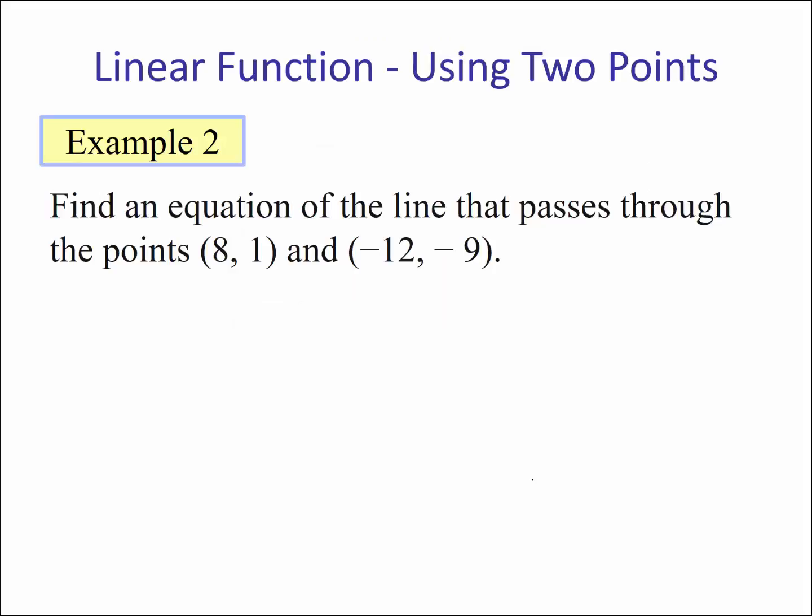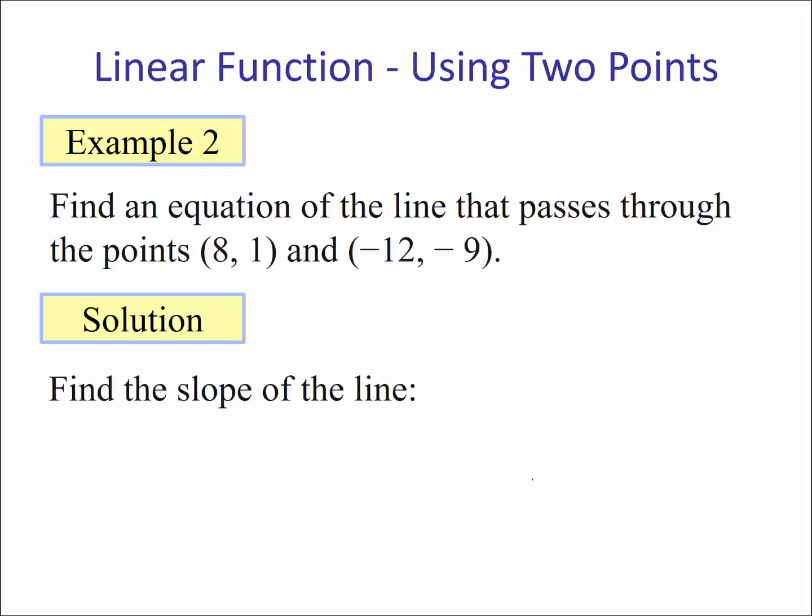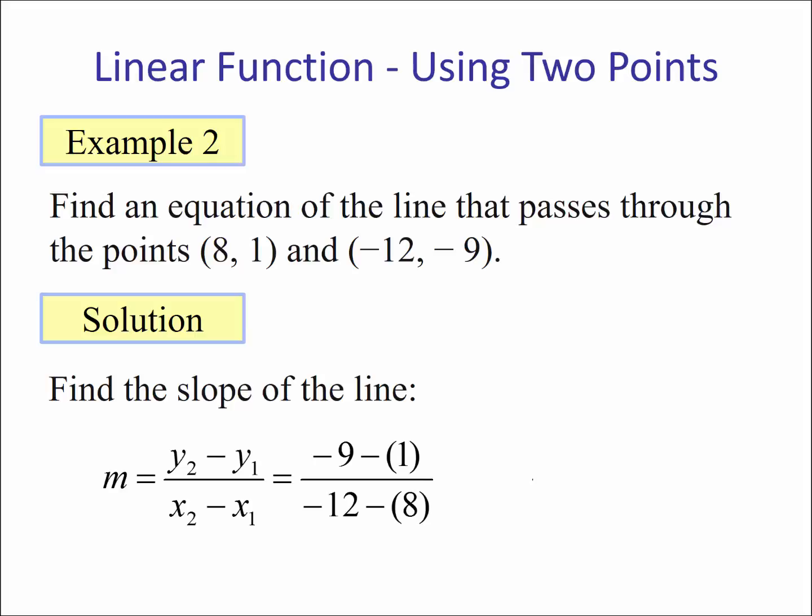Find the equation of a line that passes through 8, 1 and -12, -9. So the solution, we find the slope first. So we have -9 minus 1 over -12 minus 8. This becomes a -10 over a -20. The negatives cancel, and 10 over 20 reduces to 1/2. So the slope is 1/2.